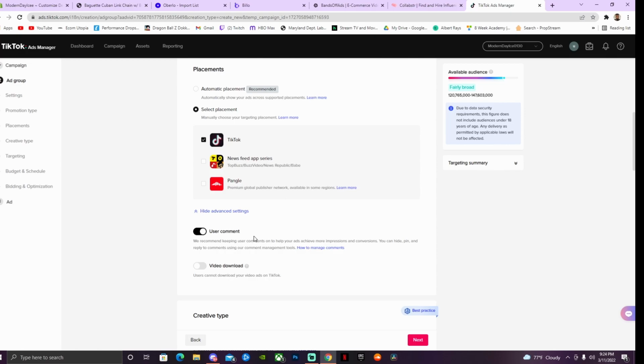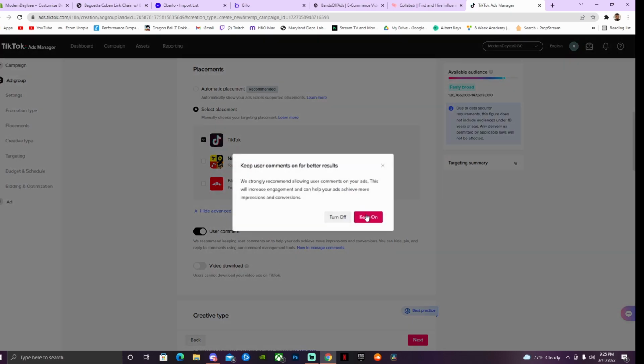You can have your user comment on when you're already scaling, like your brand is already doing a couple hundred dollars in sales a day. You can have user comment on because that will usually have more engagement, like comments or controversy in the comment section. When customers are engaging in the comment section, you're more likely to convert if your ads are already scaling or already popular at the time. So when testing, I usually turn it off.